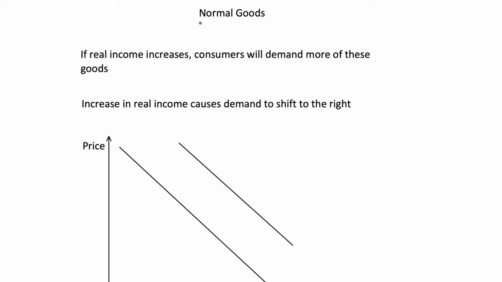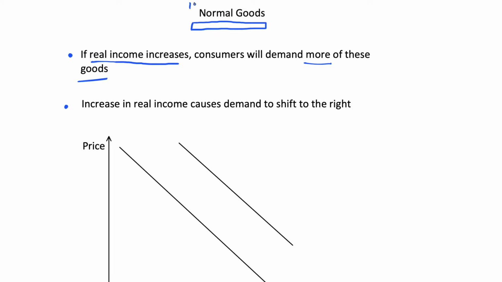Hi, so in this video I'll give a quick introduction to what we mean by normal goods. So when we think of normal goods, what we're really saying is that if real income of consumers increases, then these consumers will demand more of these goods. So an increase in real income causes demand to shift to the right.